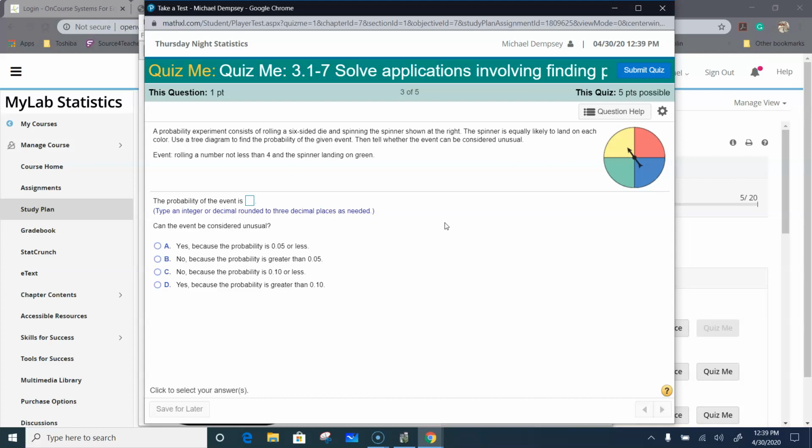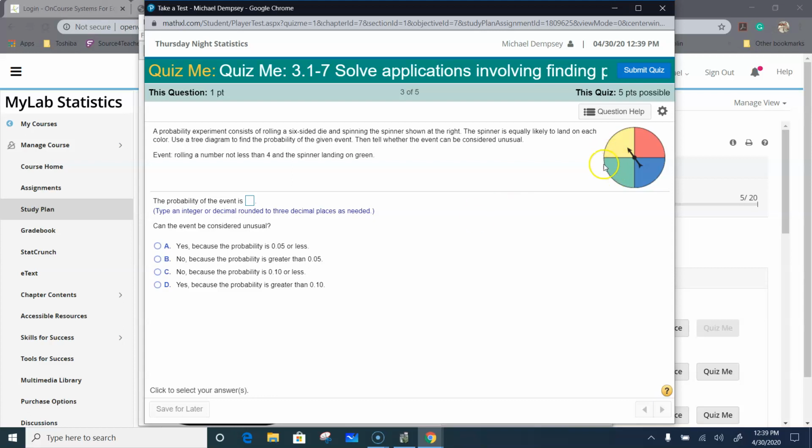Okay, so a probability experiment consists of rolling a 6-sided die and spinning the spinner at the right. Spinner is equally likely to land on each color. Use a tree diagram to find the probability of the given event, then tell whether the event can be considered unusual. Rolling a number not less than 4. So a number that's not less than 4 will be 4, 5, or 6. That's 1/2.